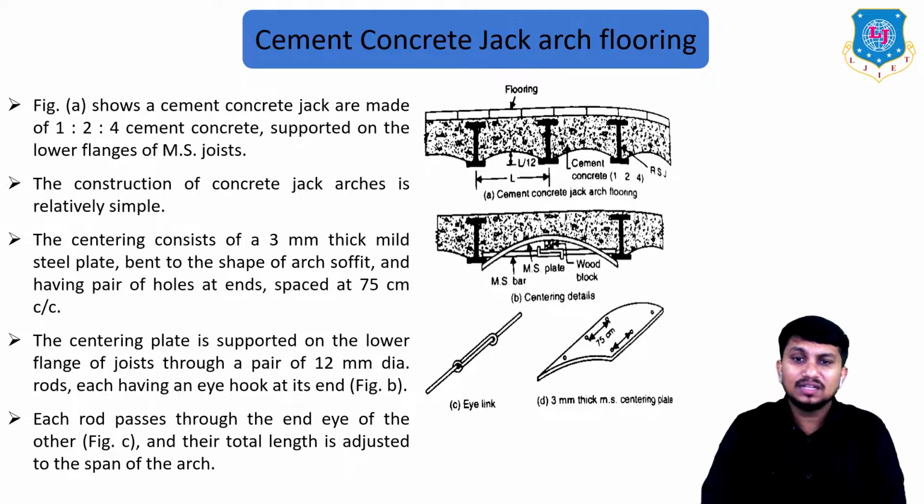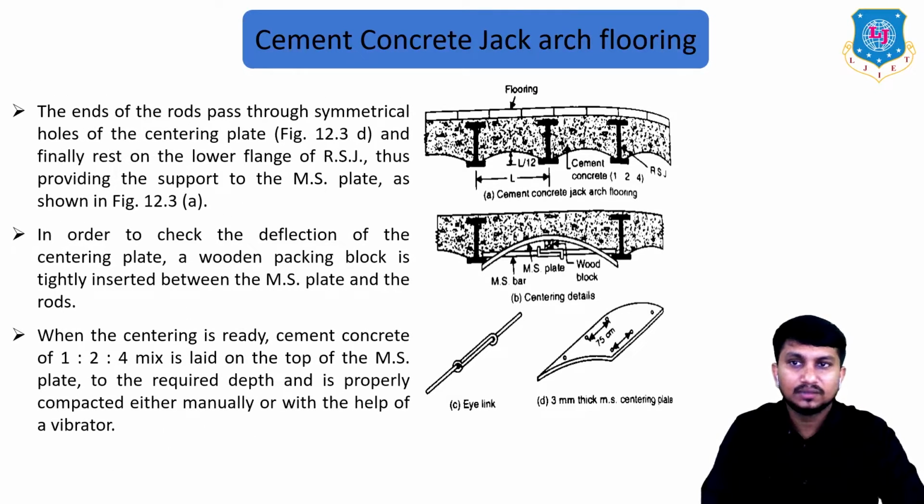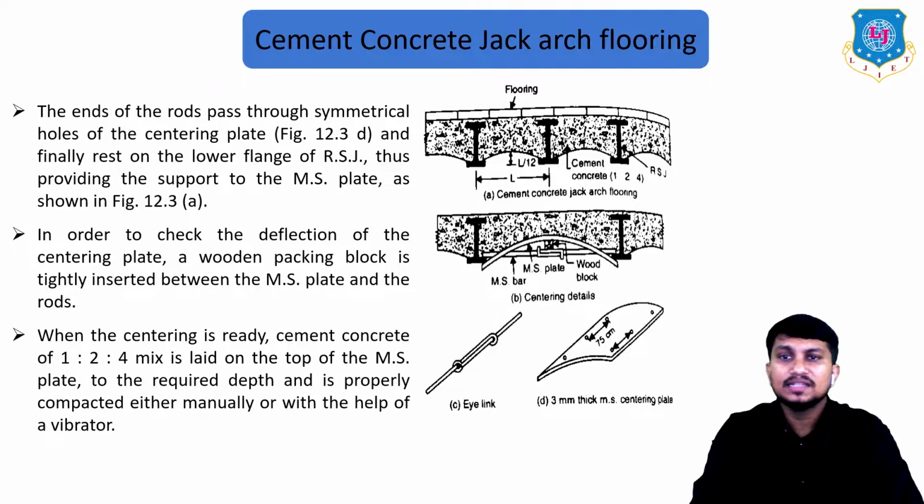And the total length is adjusted to the span of the arch. The ends of the rods pass through symmetrical holes of the centering plate. You can clearly see this in image D. They finally rest on the lower flange of the rolled steel joist, thus providing the support to the mild steel plate as shown in figure A.